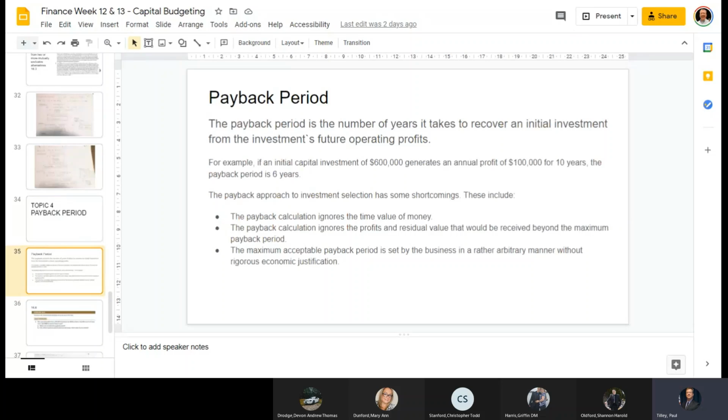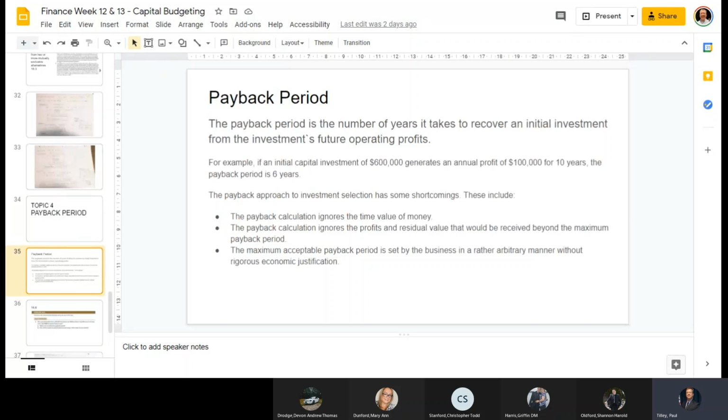So, for example, if an initial capital investment of $600,000 generates an annual profit of $100,000 for 10 years, okay, we spend $600,000 up front, and we assume that's the net present. Oh, and let me turn off that. Okay, stop. Okay, good.